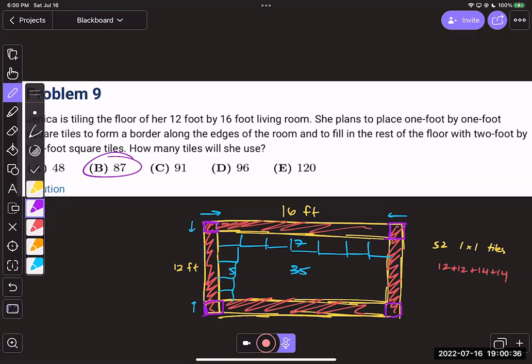So the hard part about this is understanding that when I'm counting how many 1 by 1 tiles, it's not 12 plus 12 plus 16 plus 16. And the reason why is the corner has already been placed, so I only need another 14 in the middle. That's the big idea here. And then remembering that after I've taken care of that, the remaining portion is just 10 by 14, right? Because I've already taken care of the outer edges. So those two are the important details here. So 87 is the correct answer here.